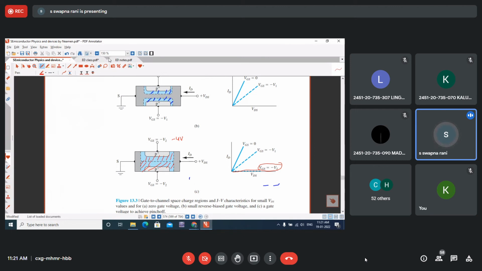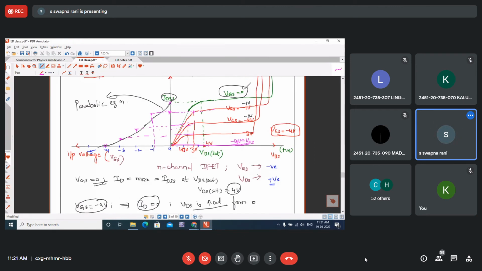So that is what I have drawn here. And the same point I have indicated here, at VGS -4, the current is 0. Any doubt?